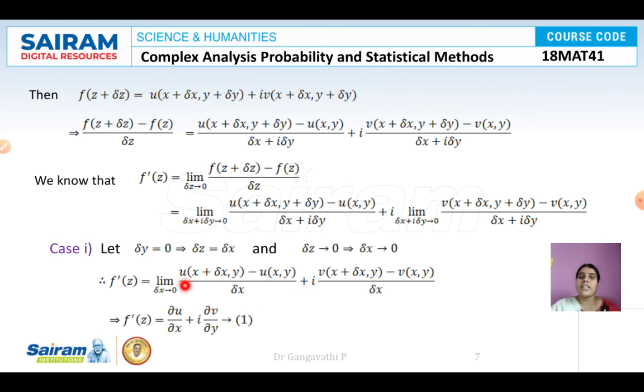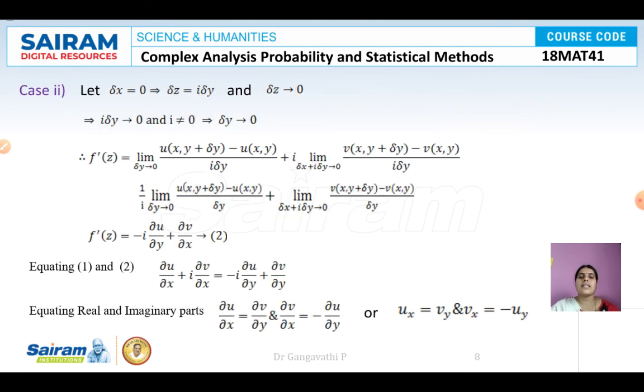And now, by the definition of differentiability again, the limit as delta x tends to 0 of this term is nothing but dou u by dou x. So compare with your definition of differentiability, and the same limit as delta x tends to 0 of this expression is dou v by dou x. Okay, so call this result 1.